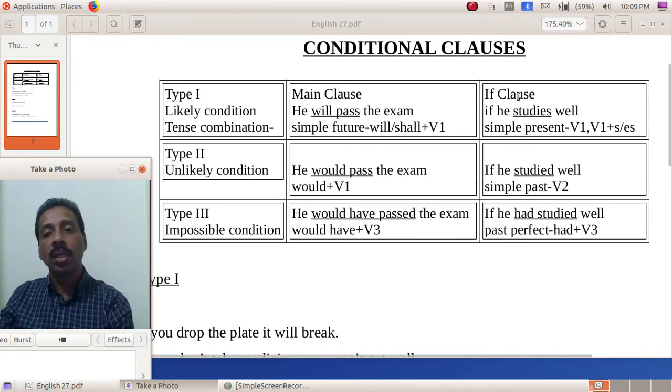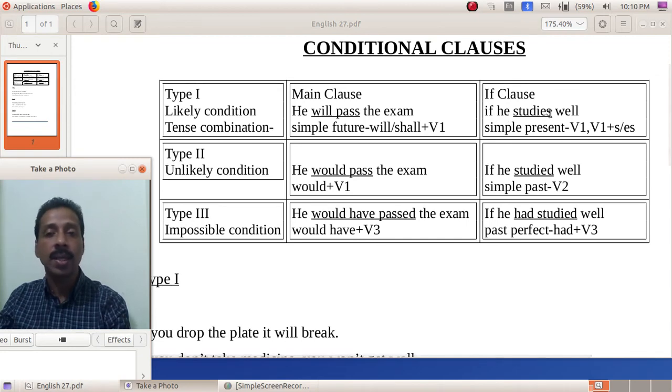So then what you have to do is look at the verb used in both the clauses. See, here the verb in the if clause is studies. That means the first form of the verb is used. And in the main clause the tense used is will pass. That means will plus V1 form, and we know that it is simple future. So this is the combination in type 1 conditional clause.